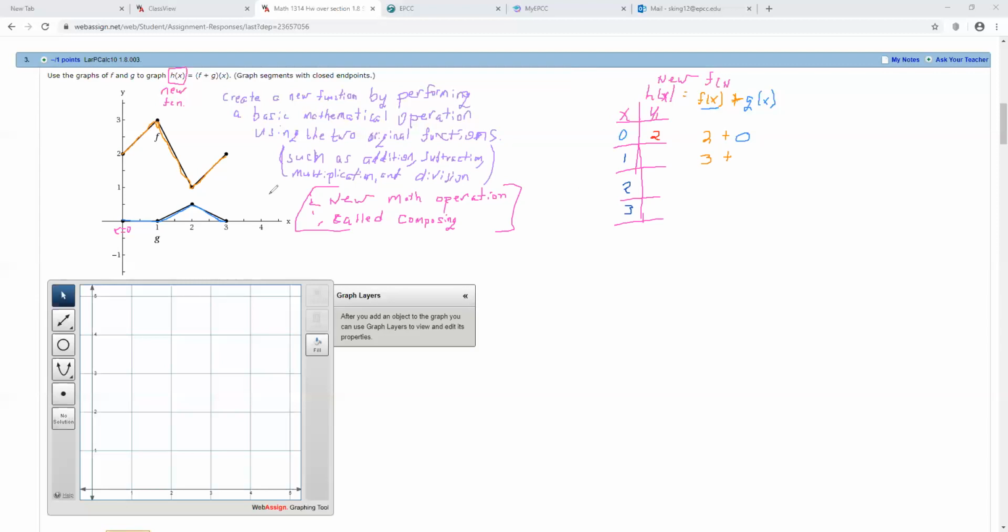And for G, at x equals 1, it doesn't go up or down. It stays. So it's what still? 0. And 3 plus 0 is 3. And so on. Any questions here? No, sir.